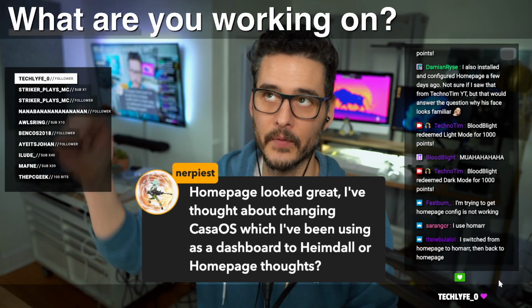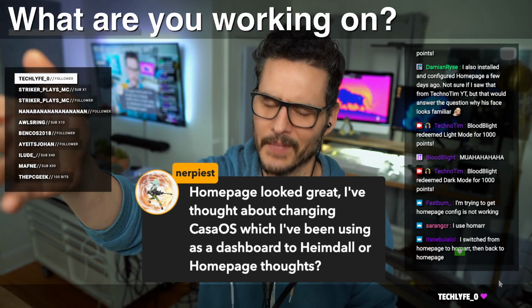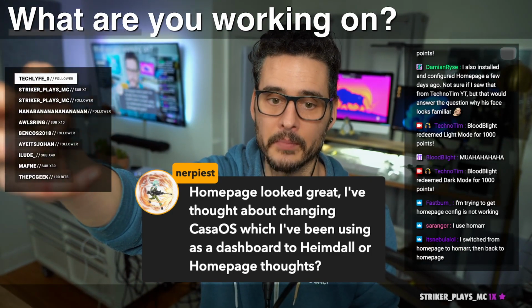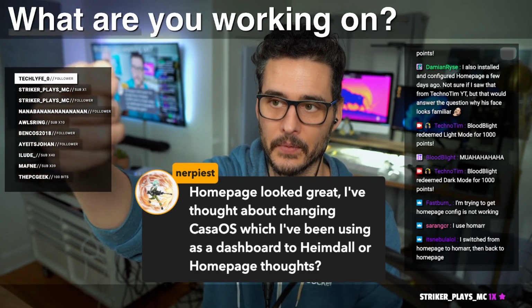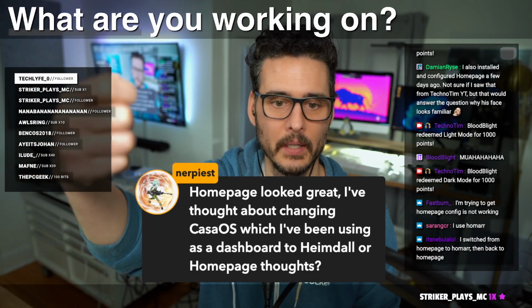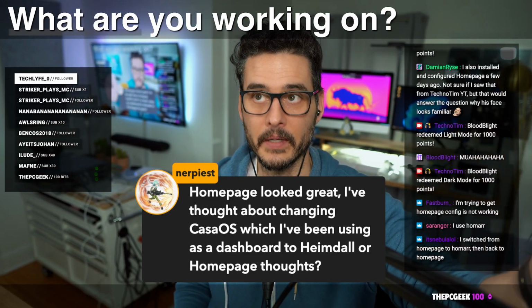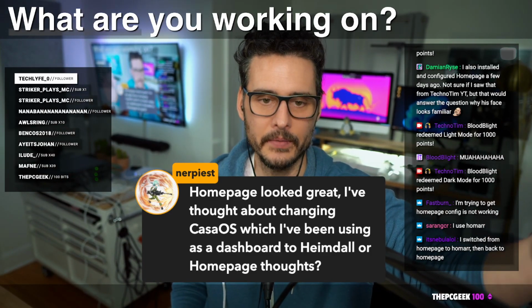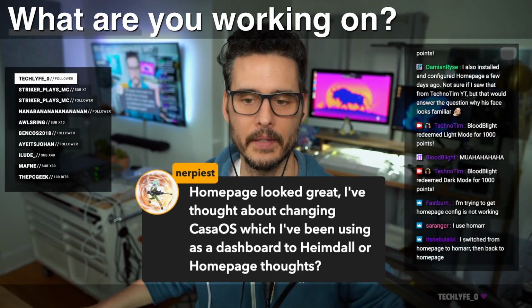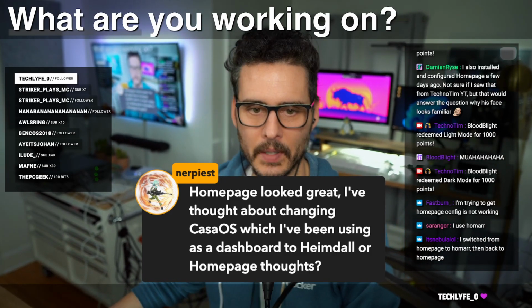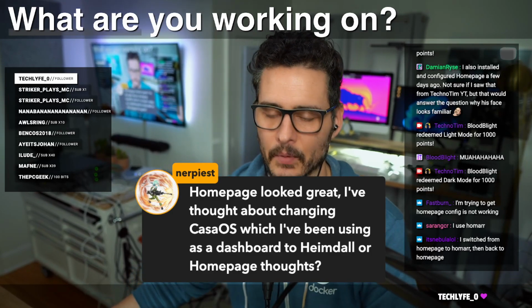If you like WYSIWYG editors, not truly WYSIWYG, but if you like filling out forms in a UI to configure your dashboard, yeah, Heimdall's a great fit. But if you want to configure it using YAML, yeah, I think Homepage is a good fit. So it's up to you to decide how you want to configure it.